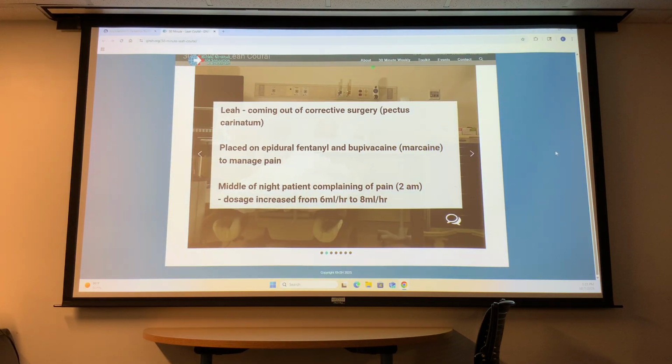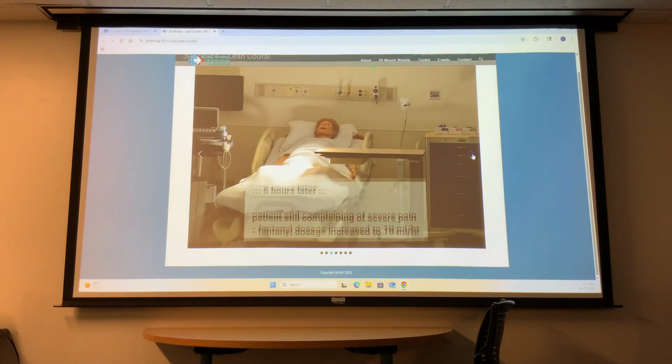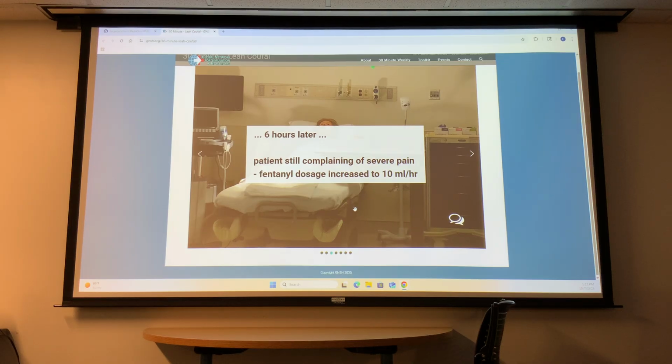Okay. So she came out of corrective surgery. She was placed on that epidural with fentanyl and bupivacaine, or Marcaine, to manage the pain. In the middle of the night, she was complaining at 2 a.m. of increased pain. So they increased her dosage from 6 mLs to 8 mLs an hour. 6 hours later, she was still complaining of severe pain. So they increased that dose up to 10 mLs an hour.